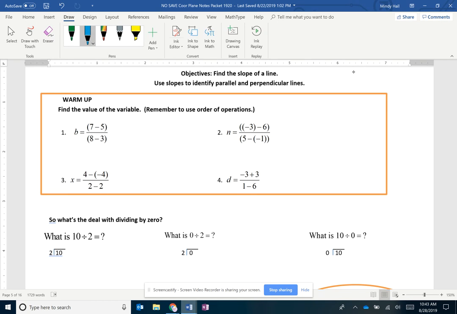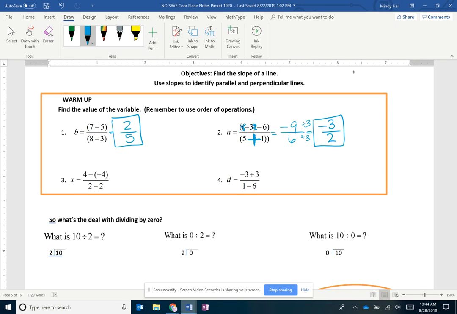So for number 1, 7 minus 5 is 2, and 8 minus 3 is 5, so that would just be 2 over 5. For number 2, we would have negative 3 minus 6. If those parentheses confuse you, just ignore them. Negative 3 minus 6 is negative 9, and then 5 minus negative 1 would give us a big fat positive, so 5 plus 1 is 6. So then to simplify, both of these can be divided by 3. So negative 9 divided by 3 is negative 3, and 6 divided by 3 is 2. So we have negative 3 over 2.